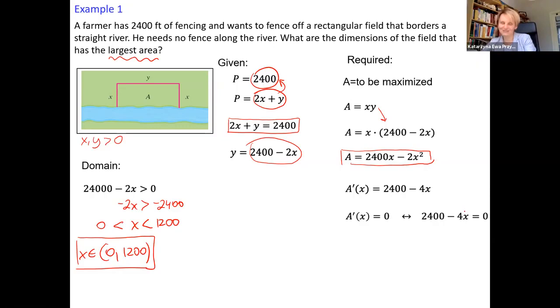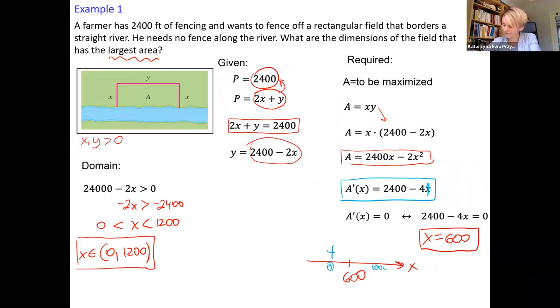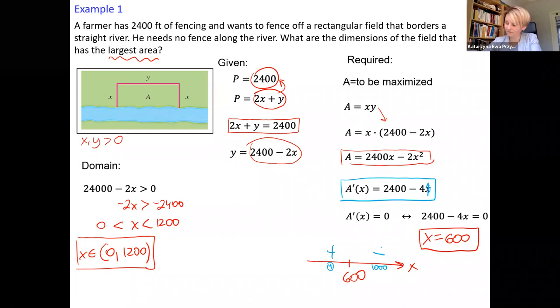Okay, now, let's find the critical point. We will divide 2400 by 4, 600. Okay, X is 600. I can place it on the number line, and we will test, because we know based on the shape of the function. But let's just use the first derivative test. If I substitute 1, of course it's positive. And when I substitute 1000, 4 times 1000 will be 4000 minus 2400, which is greater than 2400, a negative number.